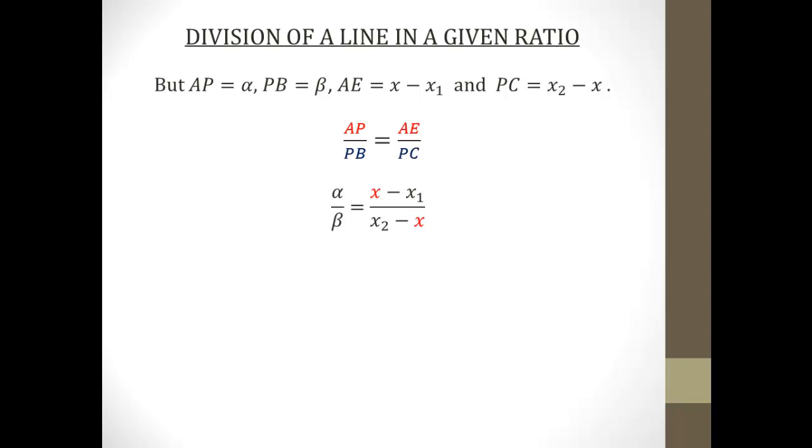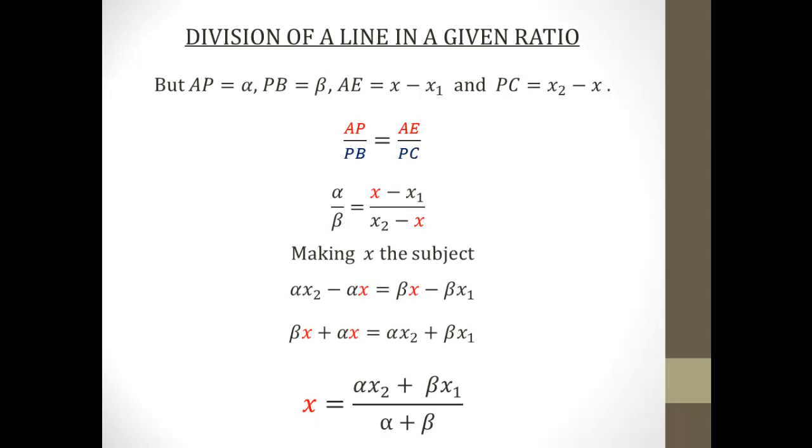So now we have x to be a common term, so we are going to make x the subject. When you make x the subject, this is your final result. Making x the subject, we have x on both sides, you group them, then you make x the common factor, you bring x out, and then you make x the subject. So this is the final answer for x, the coordinate point for P. It's going to be alpha x2 plus beta x1 all over alpha plus beta.